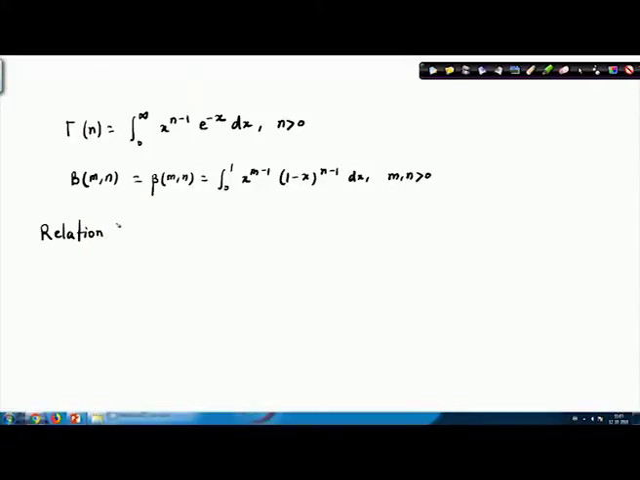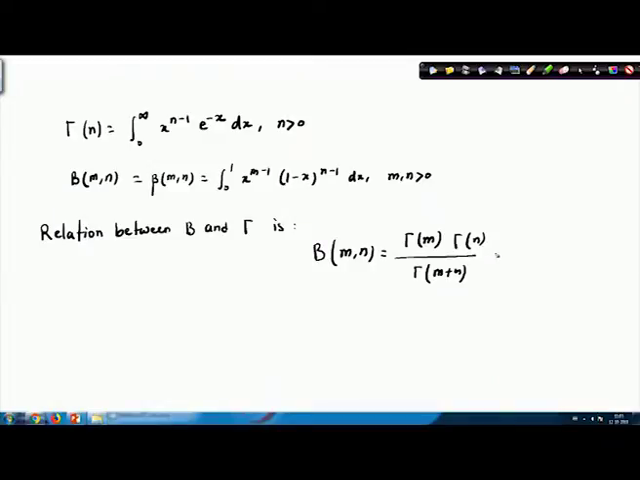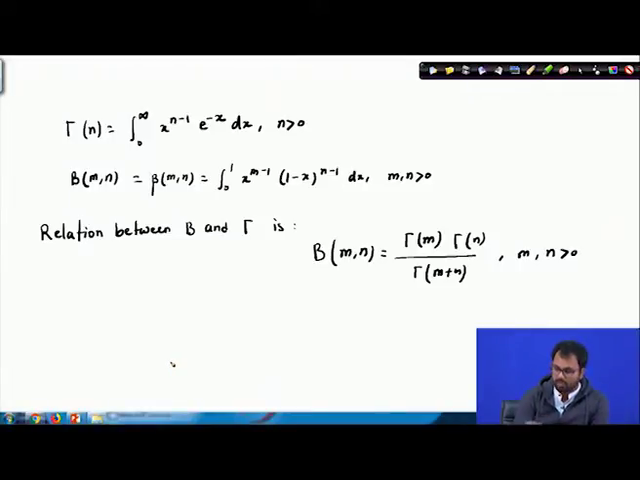The relation between the beta and gamma functions is given by beta(m, n) equals gamma m times gamma n divided by gamma(m plus n), where m and n are both positive numbers. So, if we are asked to calculate, say, beta(1/2, 1/2), we can write it as gamma(1/2) times gamma(1/2) divided by gamma 1, and if we know the value of gamma(1/2), we can calculate the value of beta(1/2, 1/2). So, let us see how we can calculate the value of gamma half. So, this is our first relation.